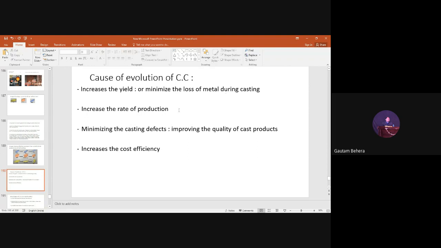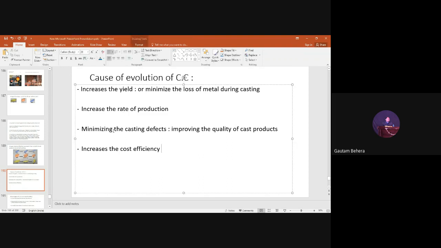And the rate of production also increases. You understand it is a continuous process. Continuous casting is a continuous process because we are continuously pouring the liquid steel from the top and withdrawing the steel from the bottom continuously to generate an endless product. Continuously pouring, continuously withdrawing, the rate of production is very high. Because in the case of ingot casting, you have to pour the liquid metal into one mold first. After that, again you have to pour into another mold, like this. So this is a batch process, so the rate of production is low.